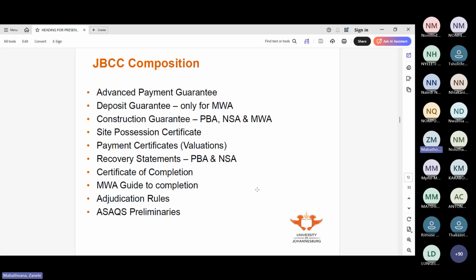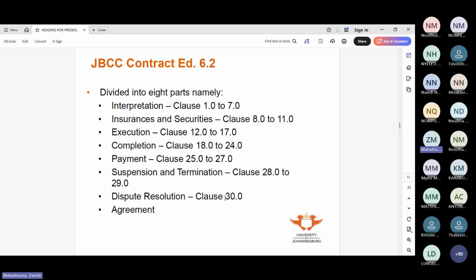Then you have the certificate of completion. So completion is split into practical and final completion. So there isn't one certificate. You get certificate of practical completion or certificate of final completion. And then there's the minor works agreement guide to completion in terms of how you deal with completion at minor works level. Adjudication rules, and then your SAQS preliminaries, which will go into your bill of quantities.